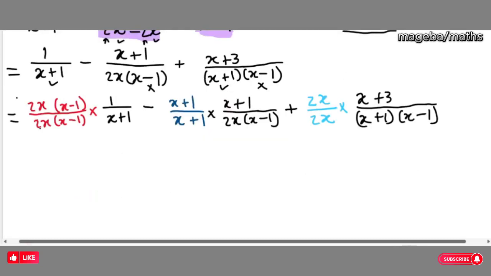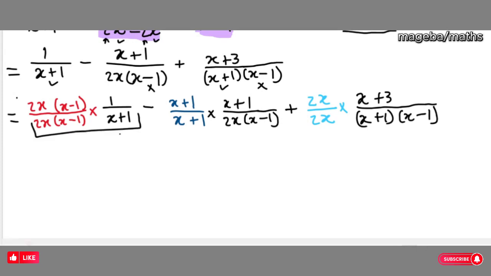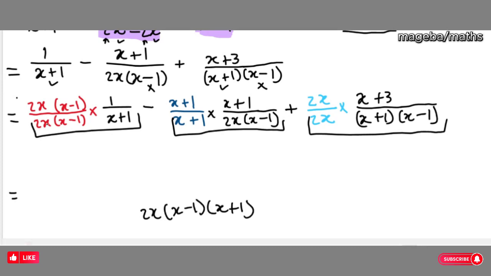And then from here, if I times this, it's just going to be the same as this. Meaning now my denominator is the same. So I can take one denominator and just add whatever that I have on the numerator. So if I take 2x into x minus 1 into x plus 1, now my denominator is the same everywhere.